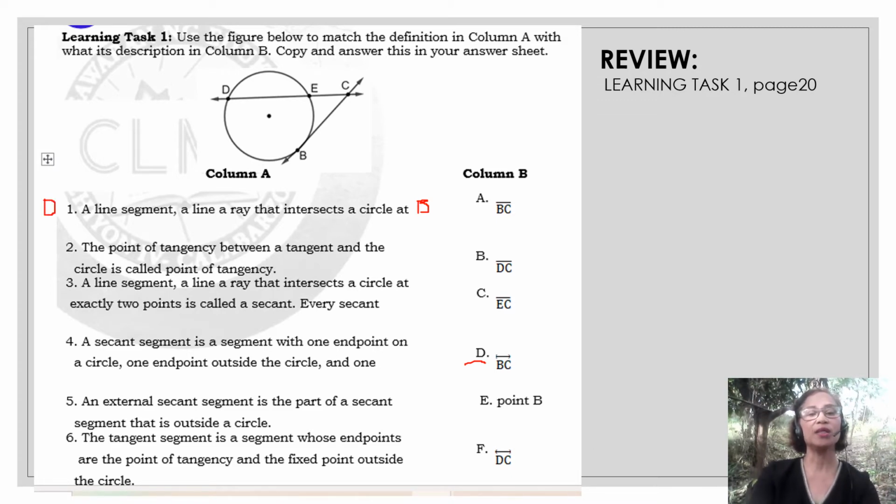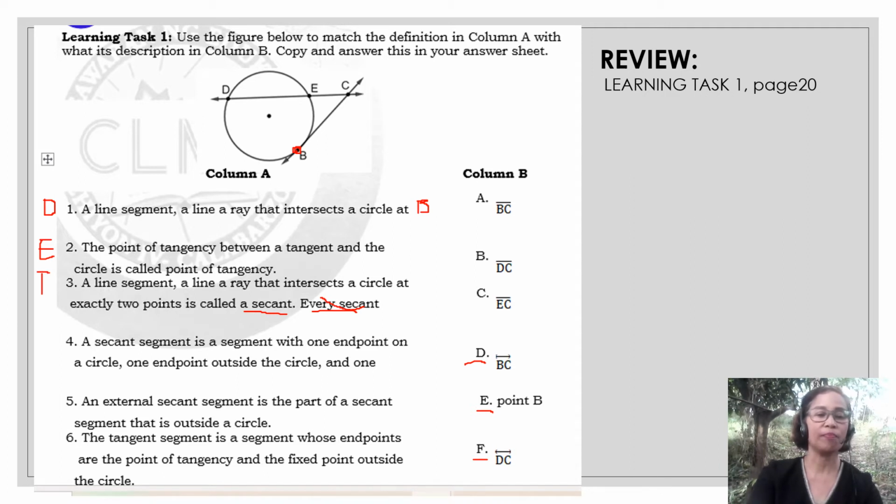Number 2, the point of tangency between a tangent and a circle, which is this one. So you have point B, letter E. Number 3, a line segment, a line and a ray that intersects the circle at exactly 2 points and is also called a secant line. Then we cross out this one. That's a typographical error. So what's the answer? It's letter F.